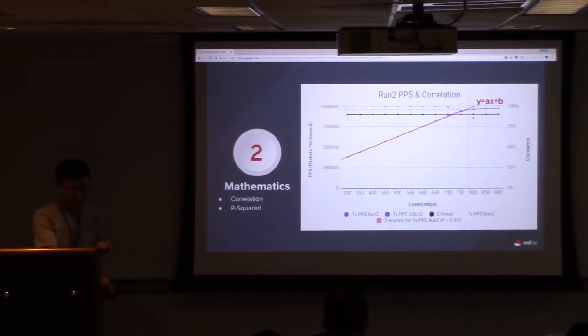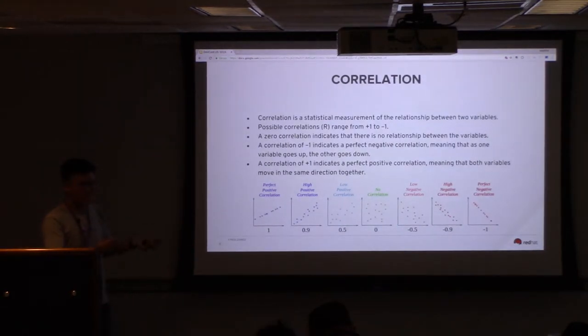For the second issue, I use some mathematics to resolve it. I use correlation and R squared. Those are two mathematical algorithms. I will explain this chart later, but first I will give you a brief introduction to what correlation and R squared are.